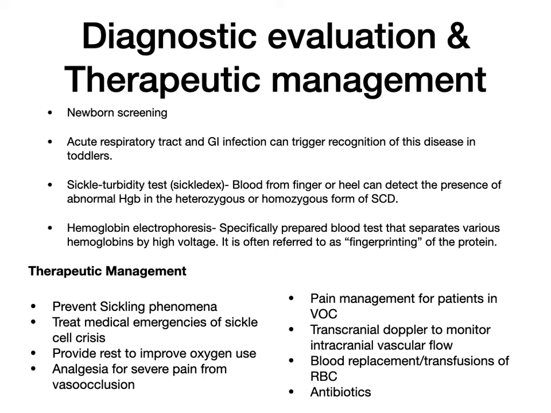Diagnostic evaluation and therapeutic management. Newborn screening is extremely important. Acute respiratory tract infection and GI infection can trigger recognition of the disease in toddlers. Tests include the sickle turbidity test and also a hemoglobin electrophoresis test. For therapeutic management, we want to prevent the sickling phenomenon, treat medical emergencies of sickle cell crisis, provide rest to improve oxygen use, analgesia for pain management, transcranial Doppler to monitor intracranial vascular flow, blood replacement, transfusions of red blood cells, and antibiotics.